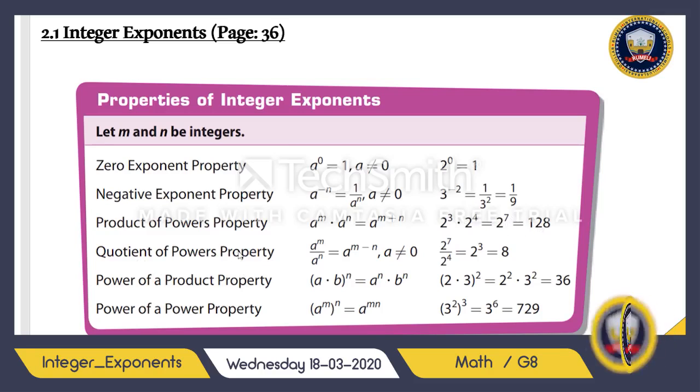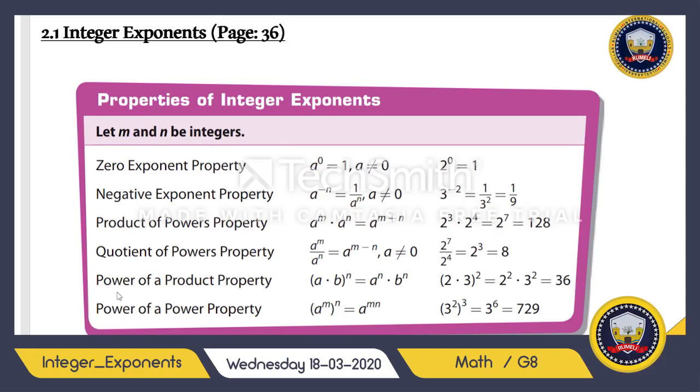Quotient of powers property. Whenever I have a to the power of m divided by a to the power of n, remember we have the same base here, a. In that case, the simplification of this is a raised to the power of m minus n. So numerator power minus the denominator power, for a not equal to 0. An example of this is 2 to the power of 7 divided by 2 to the power of 4. That is equal to 2 to the power of 7 minus 4, that is 3, and it is equal to 8.